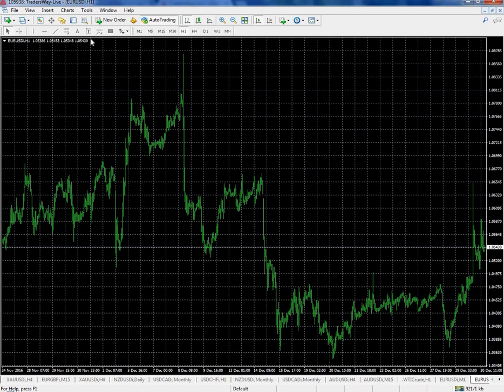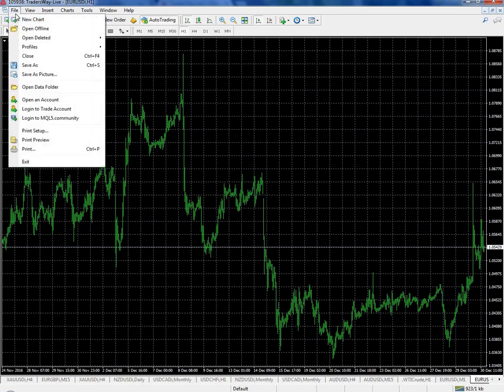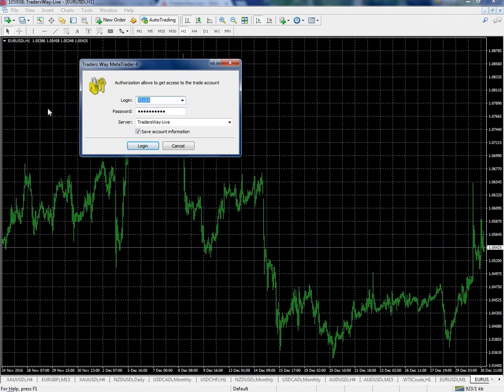The first thing you're going to do is click on File, and then click on Log into Trade Account. Once you have your login information from opening that live or demo account, you want to come to login, put in your login information, put in your password, and click whether Tradersway Demo or Tradersway Live.